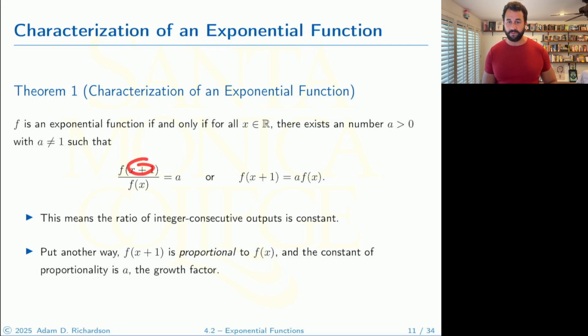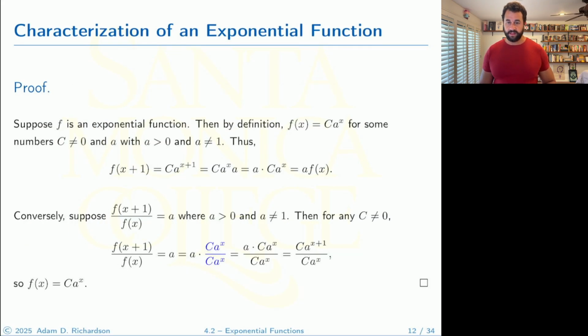So if you go one step forward in your input and then you divide those results, you're always going to get the same number. But another way to write this is that f of x plus 1 is proportional to f of x. So what that means is if you want to get to f of x plus 1, you can take f of x and multiply it by a. Remember, these are outputs, right? So if I want to get the output at x plus 1, I could just take the output at x and multiply it by a. That is characteristic of an exponential function, okay? So if you witness that behavior, you've got an exponential function.